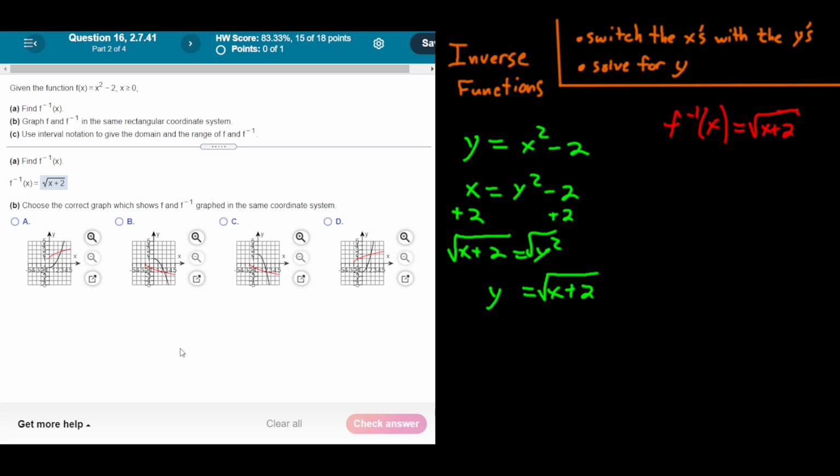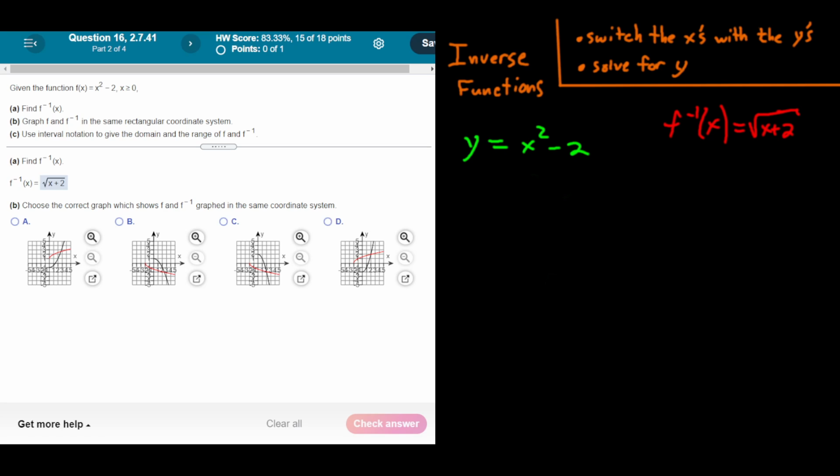Well, one step at a time. So it's really nice that they gave us the domain of the original. They said that it was x is greater than or equal to 0. So I'm going to go ahead and erase the work I just did for the inverse for a second. And while I'm at it, I'm going to change that into an f of x, which is what it was originally, right? Before we changed it to a y.